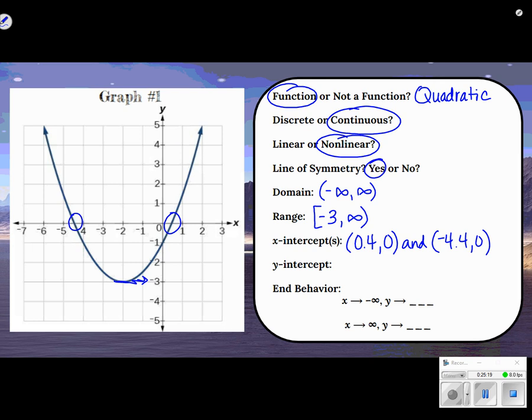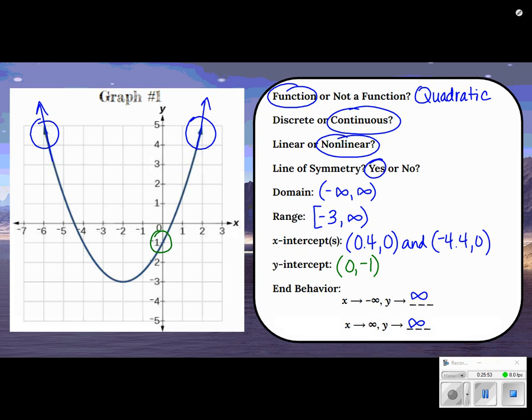All right, the y-intercept, where does it cross the y-axis? It only crosses one time right here. So we're going to have (0, -1). And then end behavior, as x approaches negative infinity. That means as I go left forever, what's my y value doing? It's going up to positive infinity. As x approaches positive infinity, that means as I go right forever, what's my y value doing? It goes up to positive infinity.